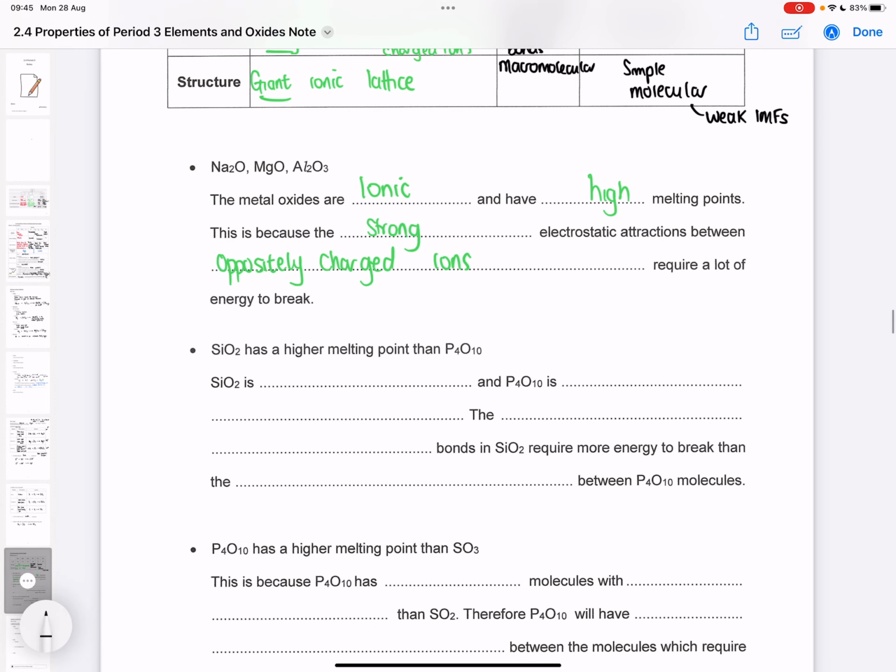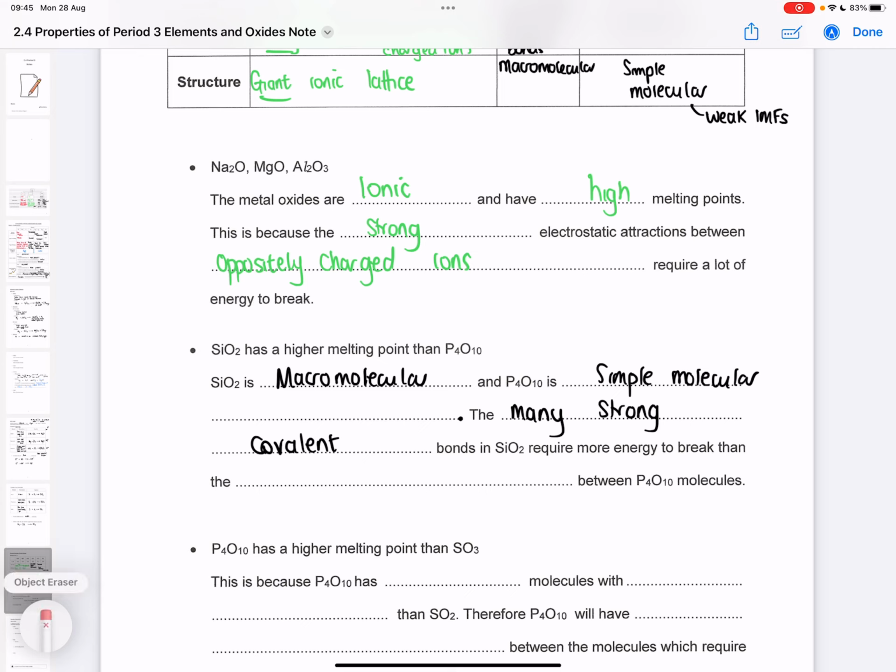SiO2 has a higher melting point than P4O10 because it's macromolecular, whereas P4O10 is only simple molecular. And that doesn't mean that there's more bonds to break. We're not breaking the bonds in the P4O10, we're breaking intermolecular forces, whereas in SiO2 we are going to break bonds. I could have written simple molecular over 2 lines. So we've got the many strong covalent bonds in SiO2, that's between the silicon and oxygen atoms, which require more energy to break than the weak forces.